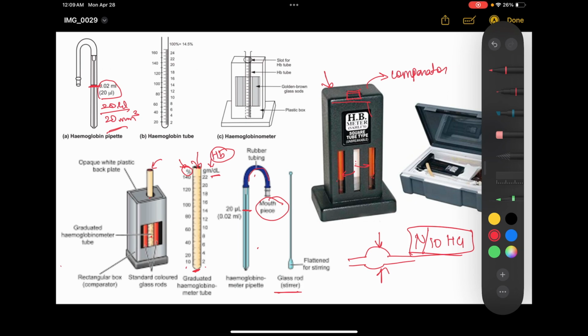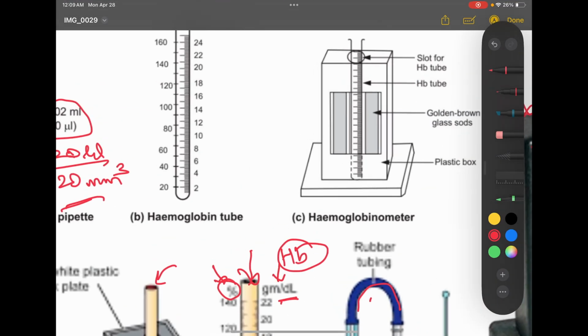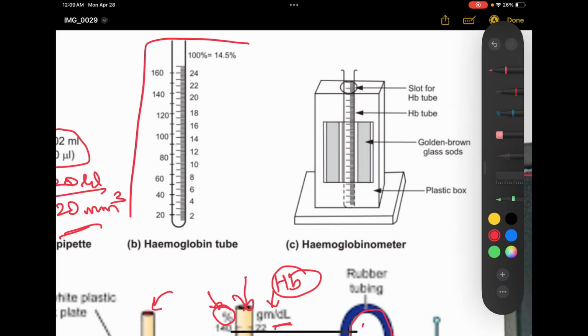First of all, you have to take the dropper and open the bottle containing N by 10 HCl, and with the help of the dropper, you will take out some amount of N by 10 HCl. Now you will put it inside this hemoglobin tube. You have to fill it till the 2 mark or 2 gram per deciliter mark, and you always have to use the lower meniscus. Then you put it inside the comparator, and it will rest.